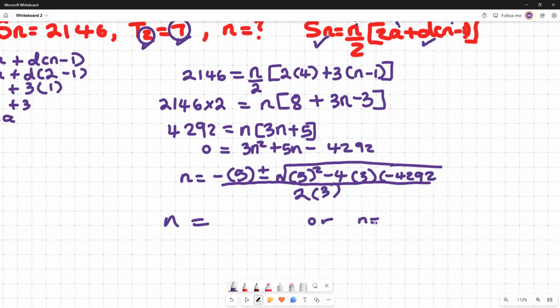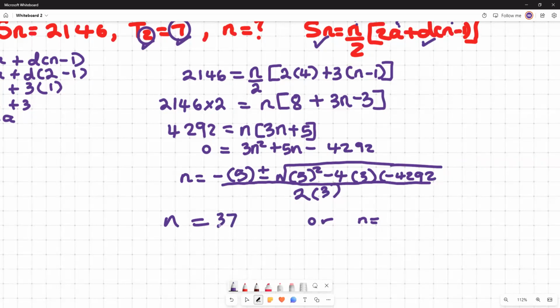So negative 5, I'm going to start with plus inside the square root, in bracket 5 squared, close bracket, minus 4 in bracket 3, close bracket, open, minus 4292, close bracket, over 2 in bracket 3. And then this gives me 37.